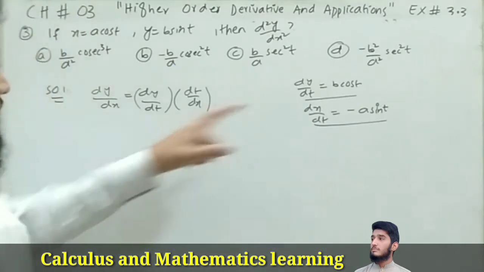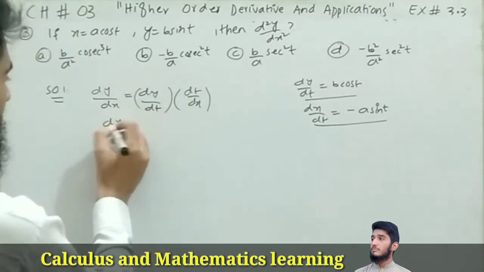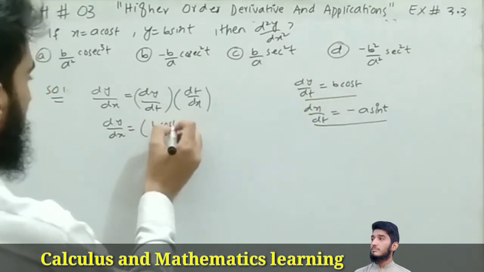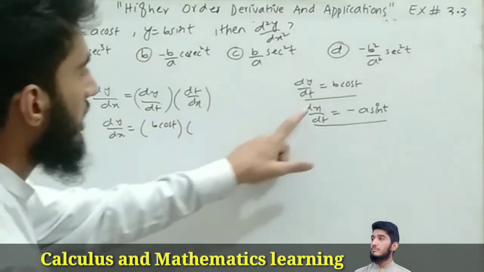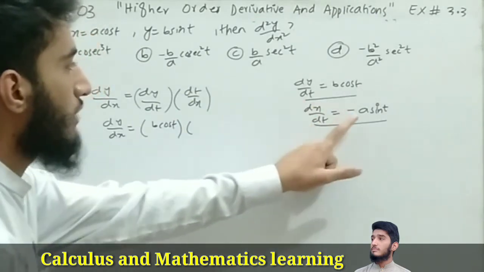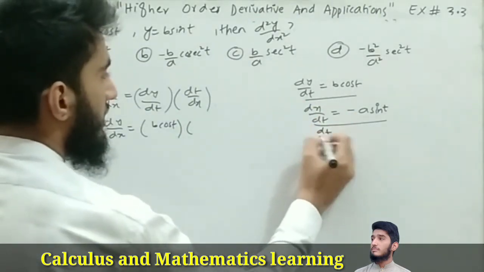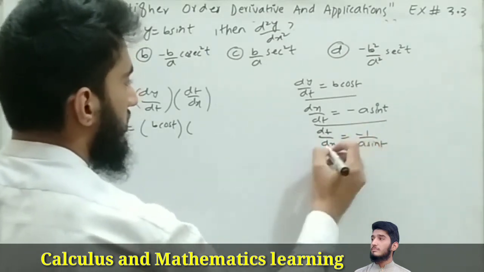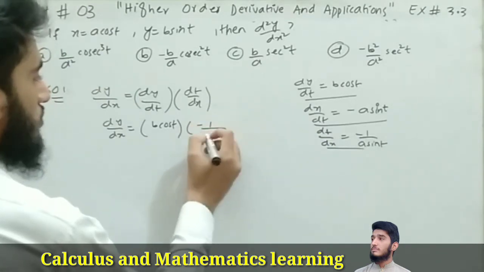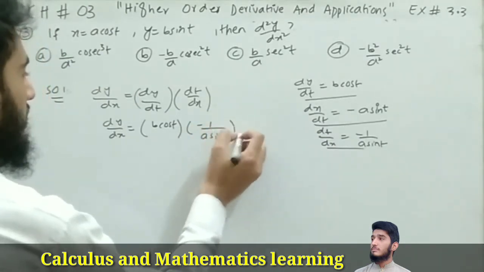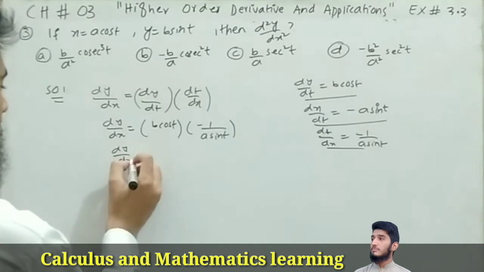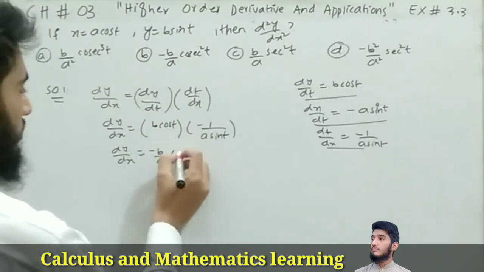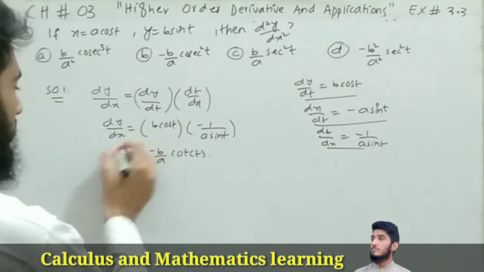And now putting the values over here, dy by dx will be equal to dy by dt, which is b cos of t, multiplied by dt by dx. Over here we have dx by dt, so reciprocating, it becomes dt by dx, minus 1 over a sine of t. Putting over here minus 1 over a into sine of t, dy by dx will be equal to minus b by a. Cos by sine will give us cotangent t. This is actually the first time derivative.